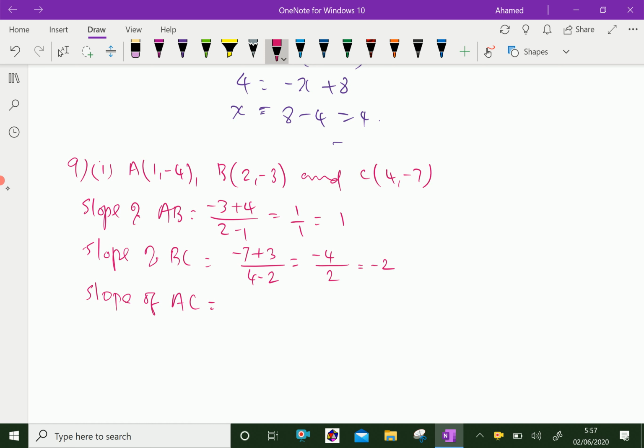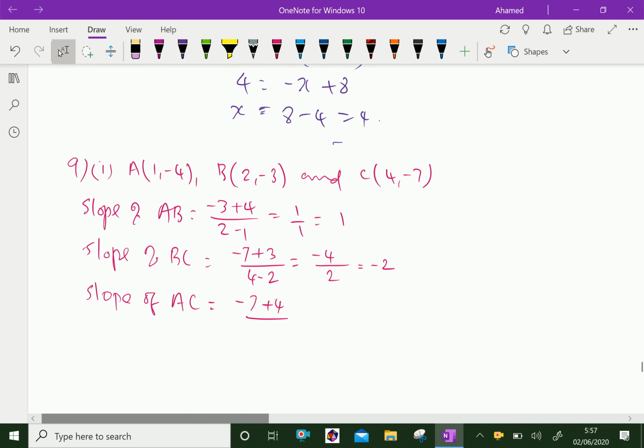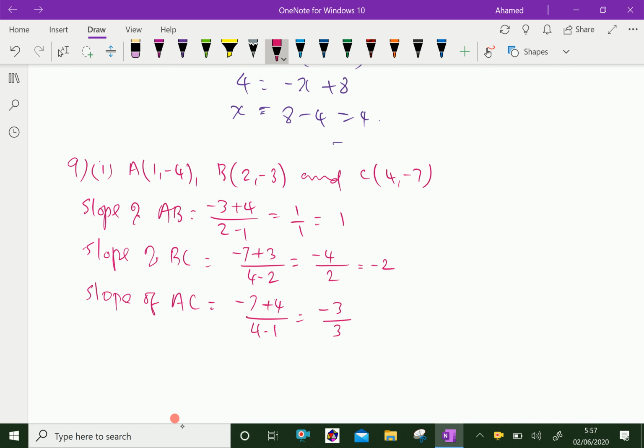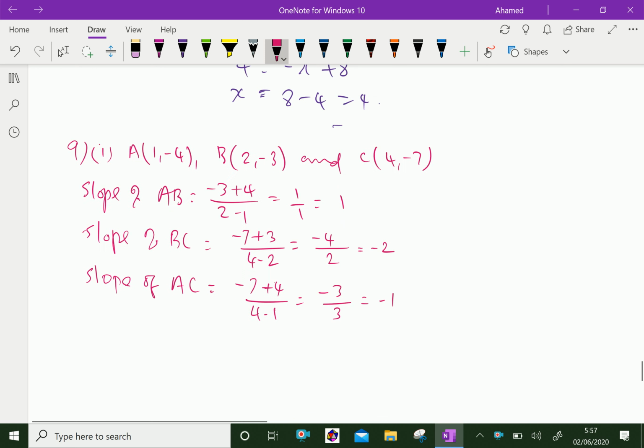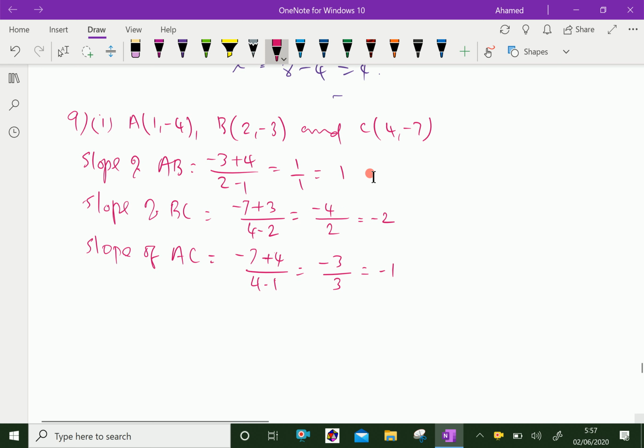And the slope of AC, A is (1, -4) and C is (4, -7), so minus 7 minus of minus 4, that is plus 4, over 4 minus 1, which equals minus 3 over 3, which is equal to minus 1. Look at this, the slope of AB is 1 and the slope of AC is minus 1. Let us multiply both.